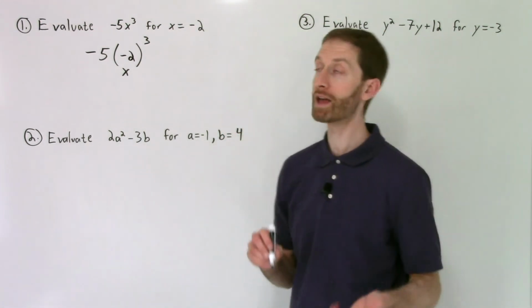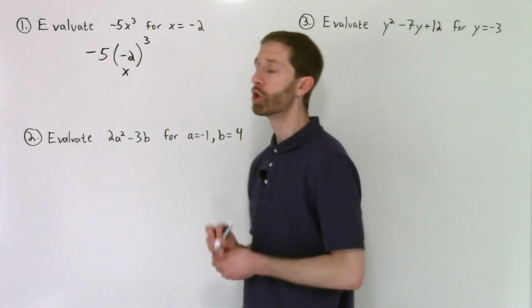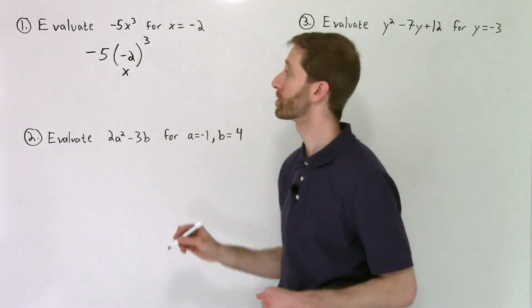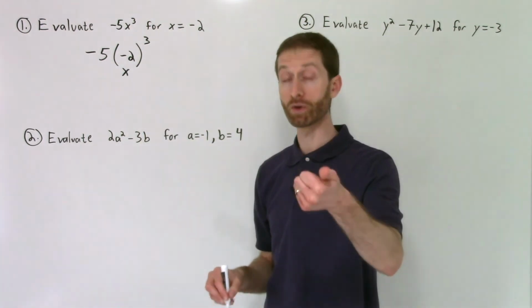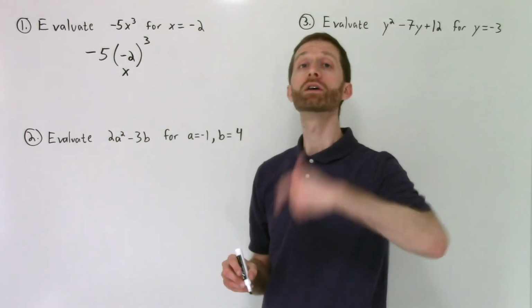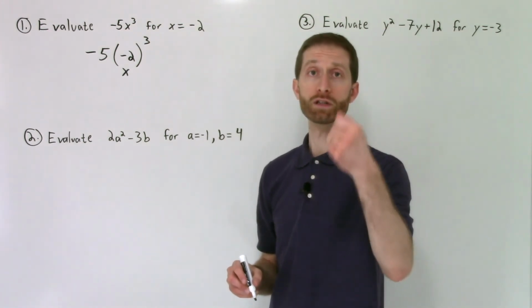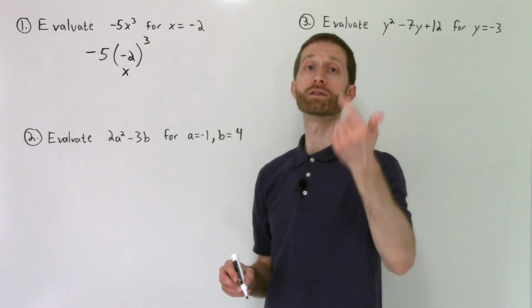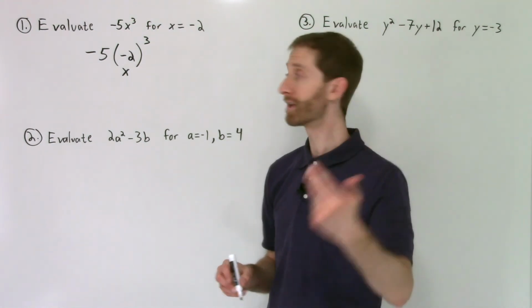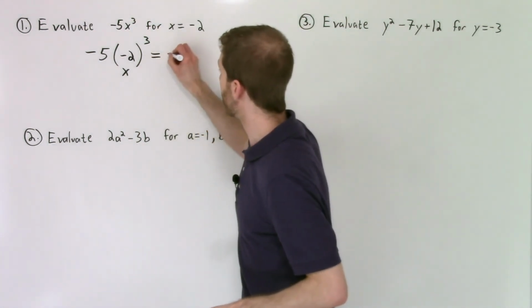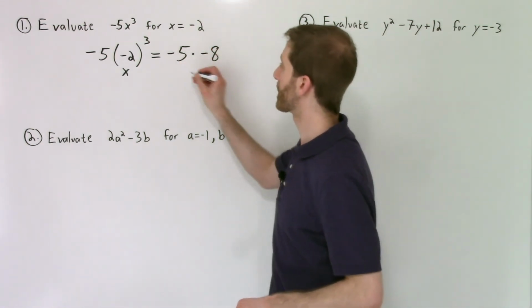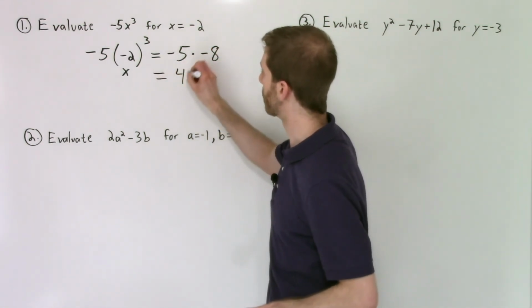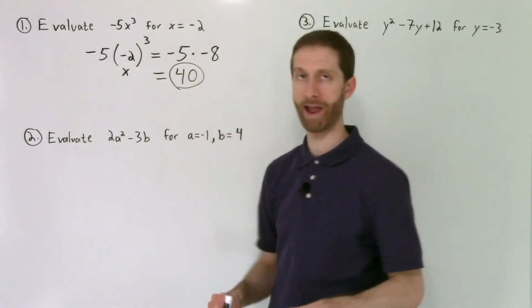Now once we plug that in, we're free to do our order of operations. So this says do -2 cubed. Well, that's -2 times -2 times -2, which is -2 and -2 is 4, times another -2 is -8. So this ends up being -5 times -8. A -5 times a -8 is a positive 40. And there you have your answer.